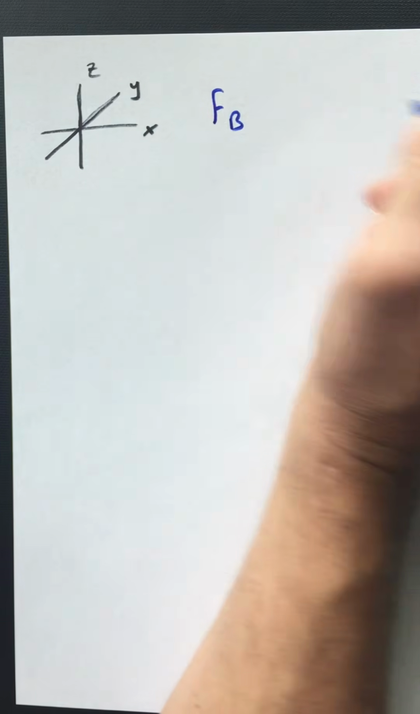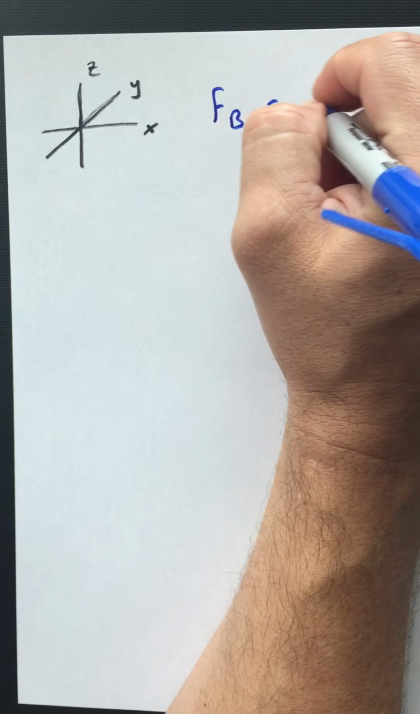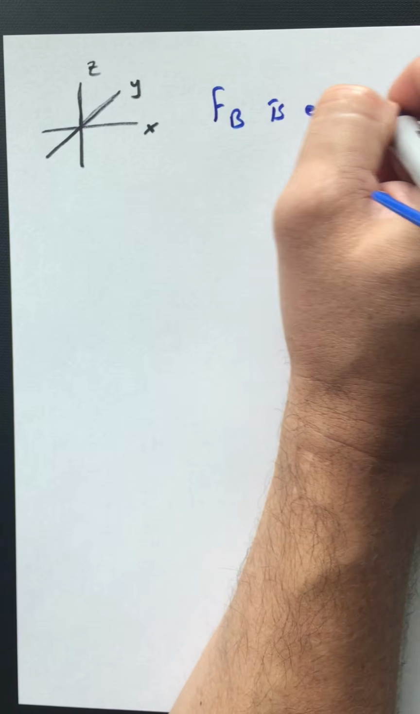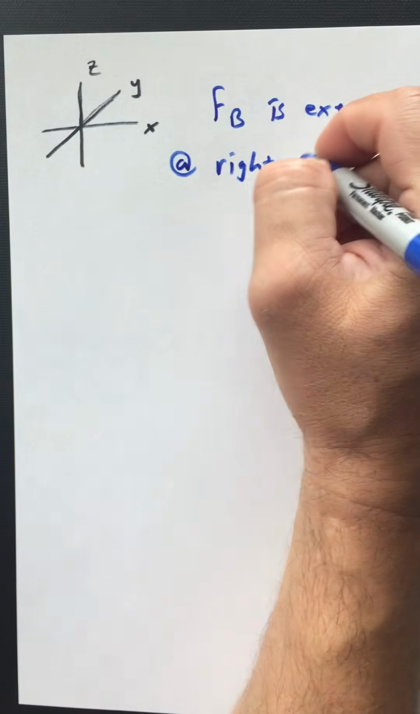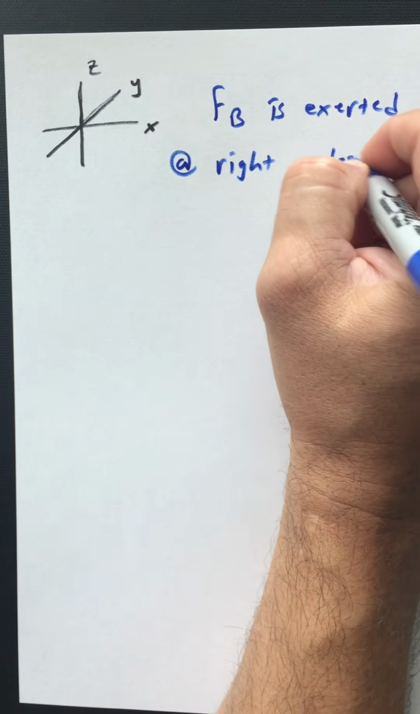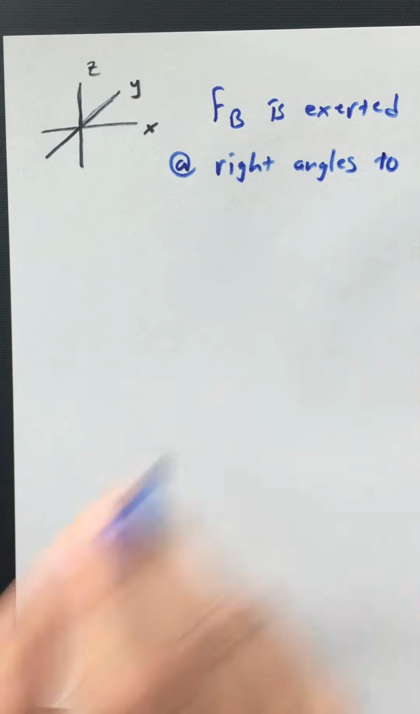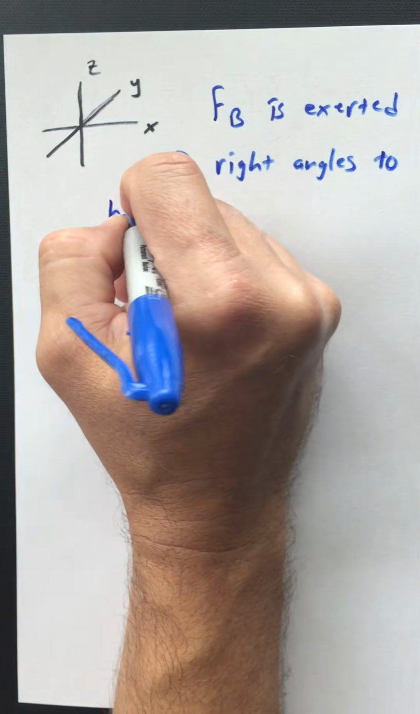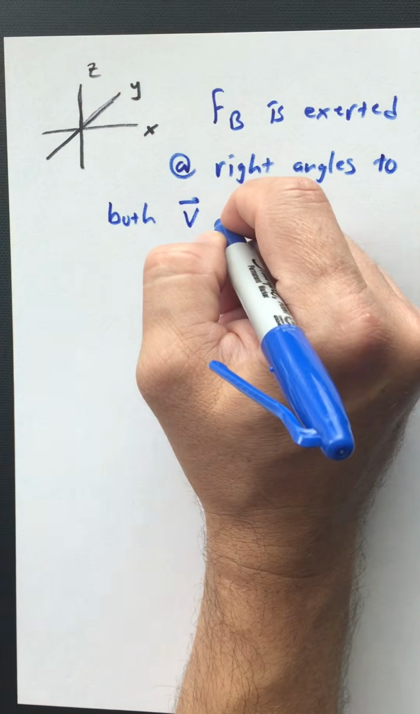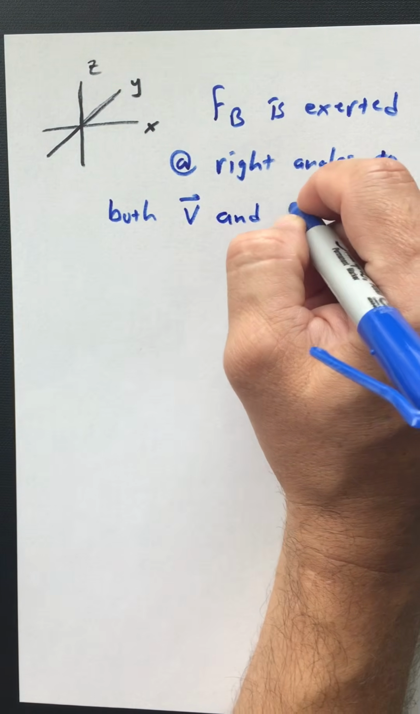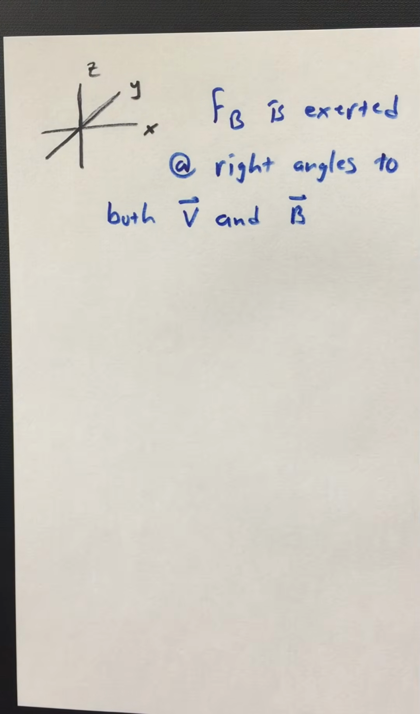The magnetic force is exerted at right angles to both the velocity vector and the magnetic field.